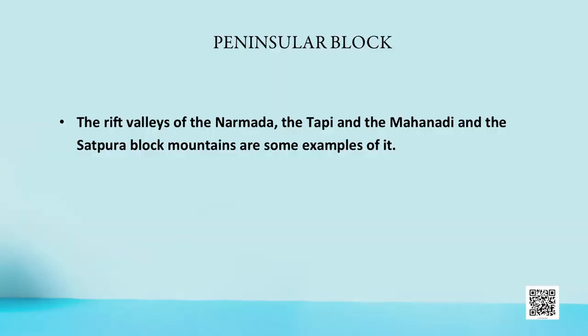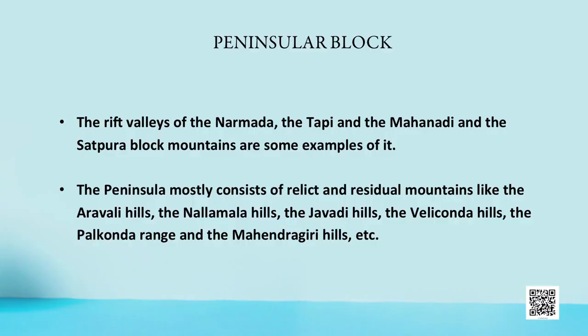So, this peninsular block is standing rigid. The rift valleys of Narmada, Tapi, Mahanadi are examples of the formation in the peninsular block. This peninsula mostly consists of relict and residual mountains like the Aravalli Hills, the Nallamala Hills, the Javadi Hills, the Velikonda Hills, and of course the Mahendragiri Hills, which are part of the Eastern Ghats.